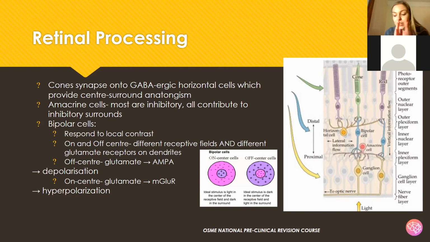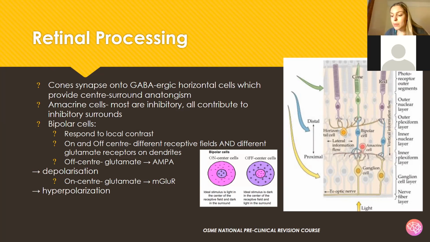So this produces a center surround antagonism, and it characterizes all the receptive fields of the cells as the visual system develops. Okay, moving on to amacrine cells. In the red there, again, these are inhibitory and they contribute to inhibitory surrounds, basically by informing neighboring cells of what the other cells around them are doing, and they normally fire with GABA, glycine, or dopamine.